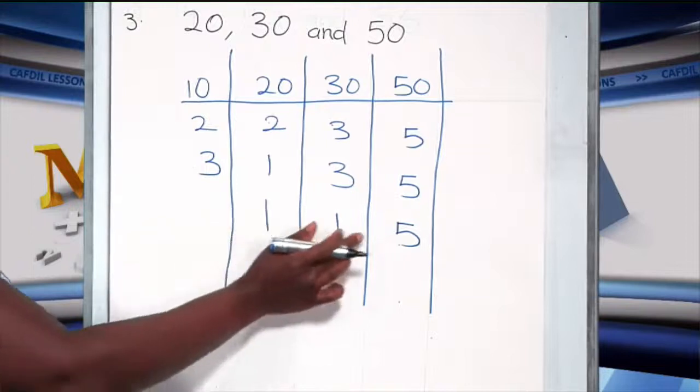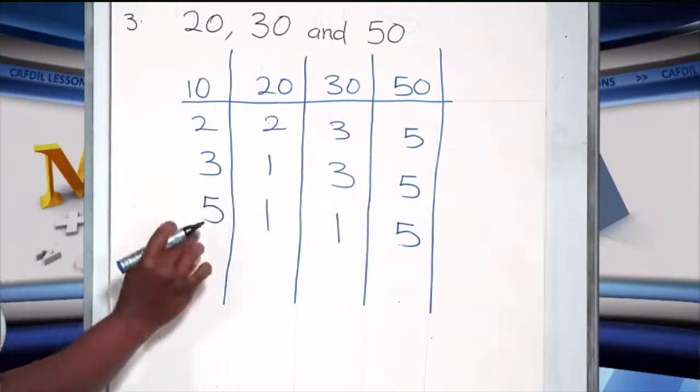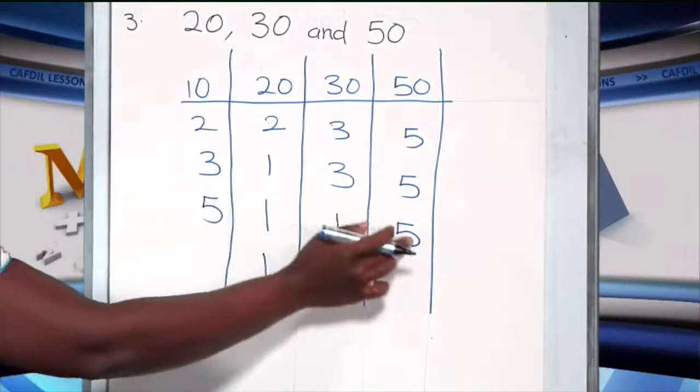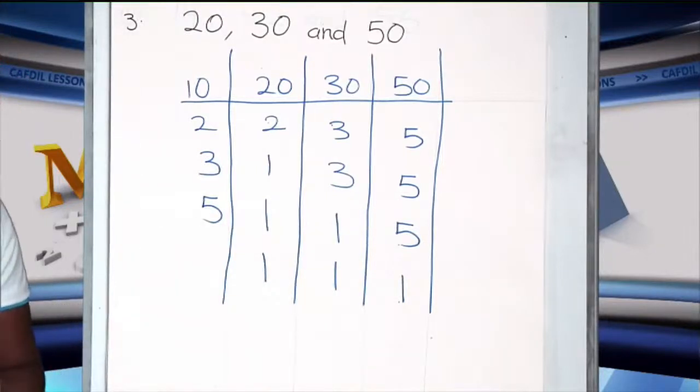We have 1, 1, and then 5. We can use 5 to divide. 5 cannot divide 1. So let's write them here. 5 goes into itself once. As soon as we get 1, 1 for each of the numbers, we stop. Now the product of the divisors becomes the LCM of the numbers 20, 30, and then 50.